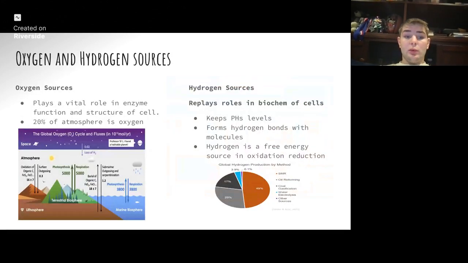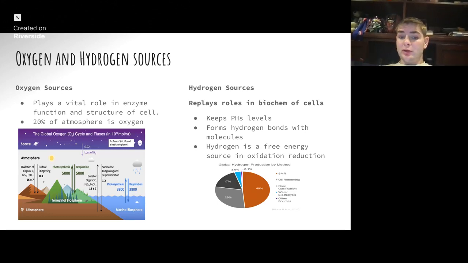All right, now we move on to some of our sources for oxygen and hydrogen. So oxygen sources play a vital role in the enzyme function and in the structure of the cell. 20% of our atmosphere is also made up of oxygen. Oxygen is a major component in our carbohydrates, our lipids, our proteins, and our nucleic acids. And it's common in inorganic salts. That's it for the oxygen.